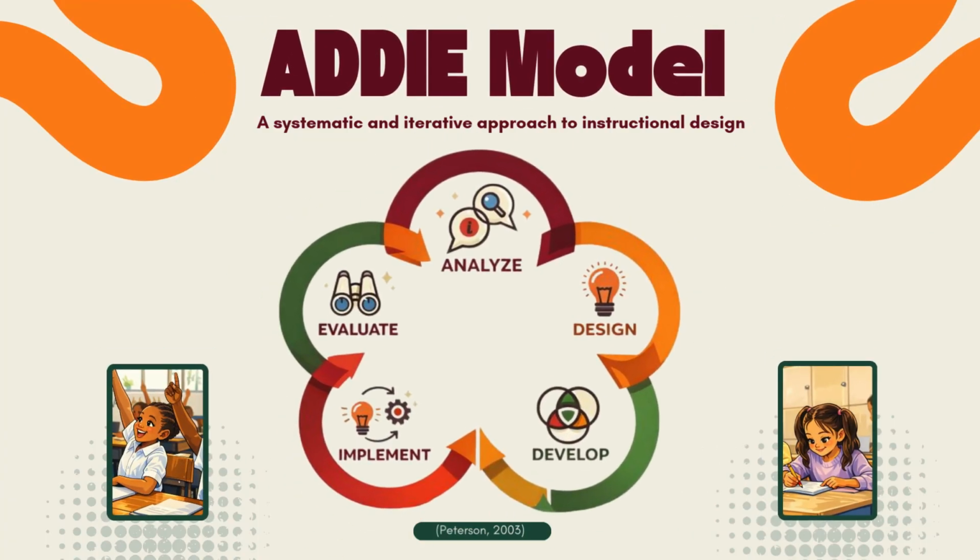The ADDIE model is one of the most well-known instructional design models and is often described as linear and systematic. It consists of 5 phases: analyze, design, develop, implement, and evaluate. Each phase builds on the previous one, emphasizing careful planning before instruction is delivered. While ADDIE is sometimes criticized for being rigid, it remains valuable in large or formal instructional settings where structure, documentation, and consistency are important.